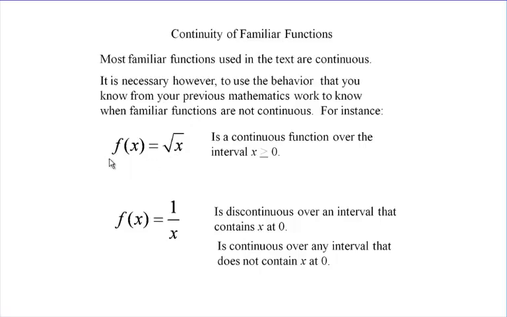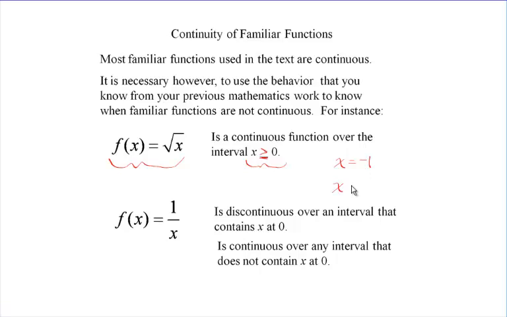For this function, f of x equals the square root of x, this function is continuous over the interval of all positive input values and 0, when x is greater than or equal to 0. If I were to ask you to show that this function is continuous at x equals -1, you're going to have an issue. This function is not continuous on an interval that includes -1.